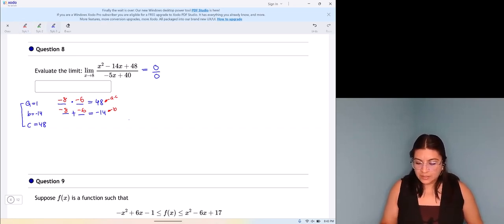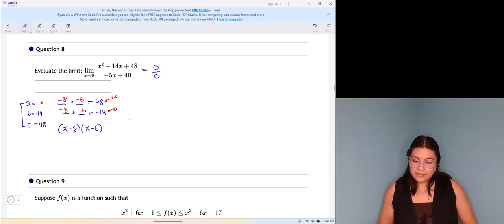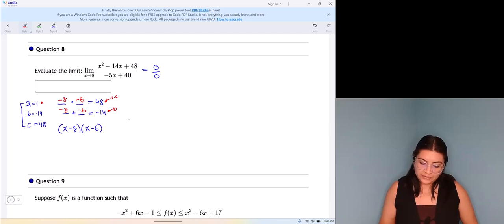So the top becomes x minus 8 times x minus 6. So that is the top. The bottom, you also have to factor it. The bottom, we have negative 5x plus 40. We have a negative 5 in common, so we end up with x minus 8 inside parentheses.